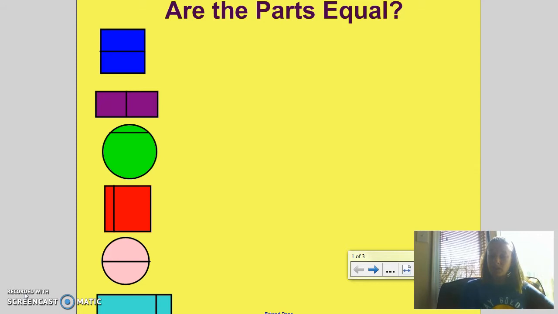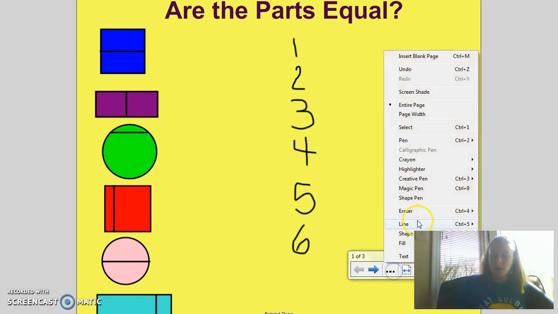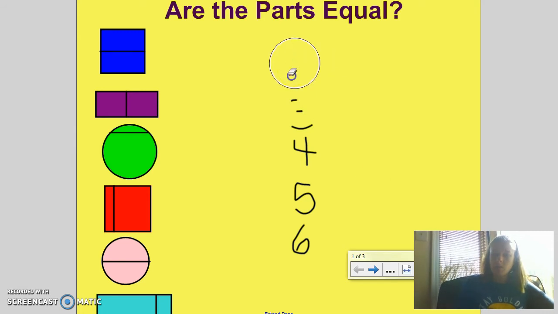So I'll give you a moment to find those things. Pause the video while you're waiting. All right, I hope you have those things. At the top, you are going to number your paper 1 through 6. I don't want you to worry about these shapes over here right now. Just on your piece of paper, going down, write the numbers 1 through 6. Just like I did. I'm going to erase mine so it's not confusing. I want you to keep yours.